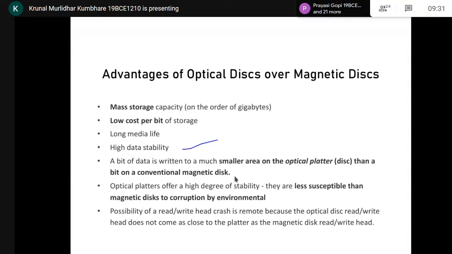In the optical disk, on the optical platter, a much smaller area is covered to store a bit of data as compared to the magnetic disk. So the storage of optical disk also increases. The magnetic disk has a high chance of being corrupted by the environment, whereas the optical disk doesn't.